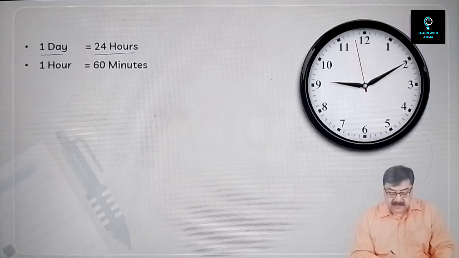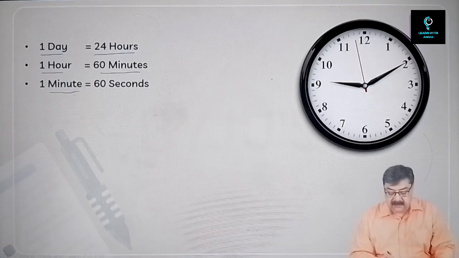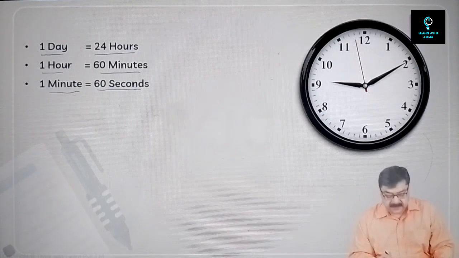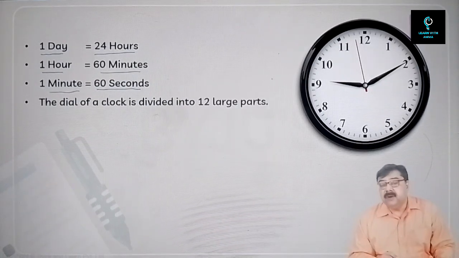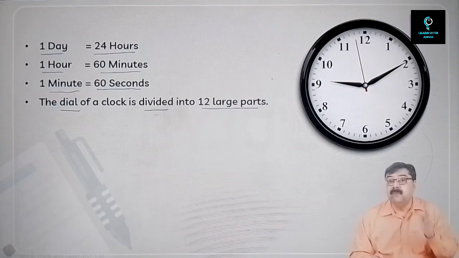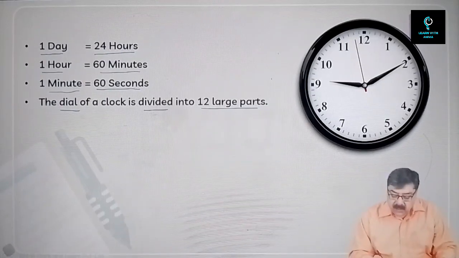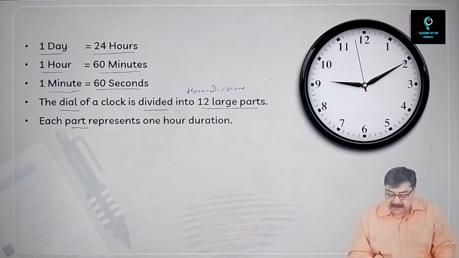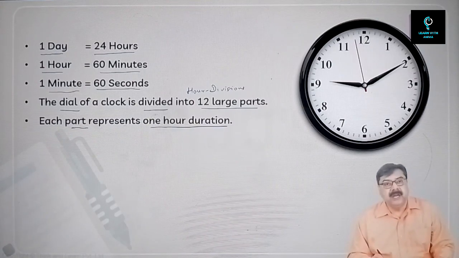Now, very basic fundamentals. It is known that one day has 24 hours, 1 hour has 60 minutes, and 1 minute consists of 60 seconds. Also, very important for us to note here is that the dial of a clock is divided into 12 large parts from 1 to 12. These are called hour divisions. Each part represents 1 hour duration, that is why they are known as hour divisions.